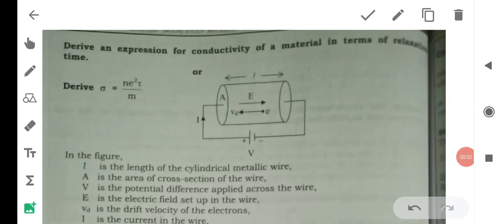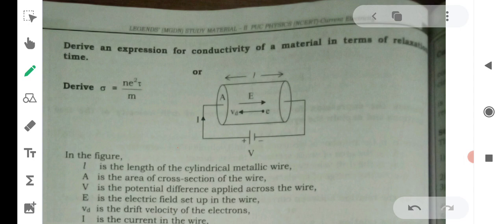Hi, good evening, students. In the previous video, we discussed drift velocity, the expression for drift velocity, relaxation time, and mobility of free electrons. We also discussed the derivation of drift velocity and the expression for current in terms of the drift velocity of the free electrons. Dear students, once again I am recapping that. The first term in the previous video is drift velocity.